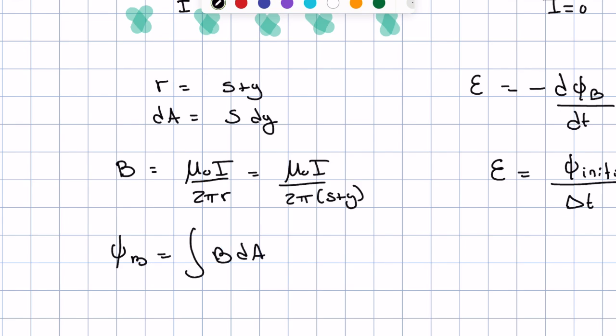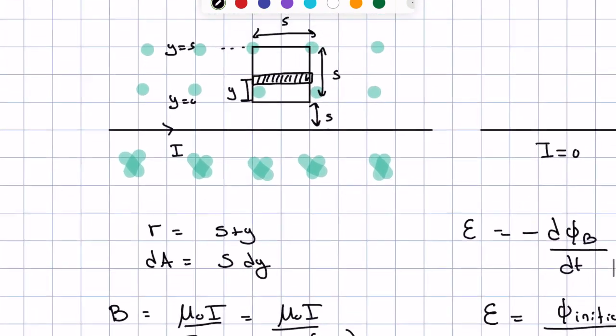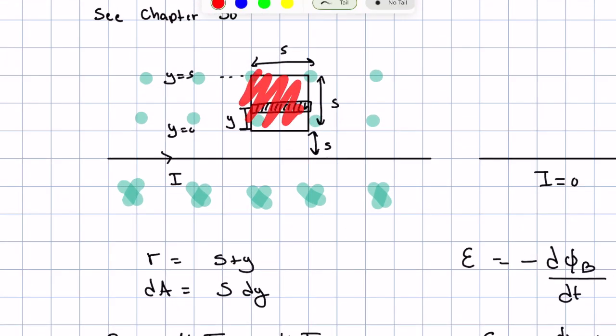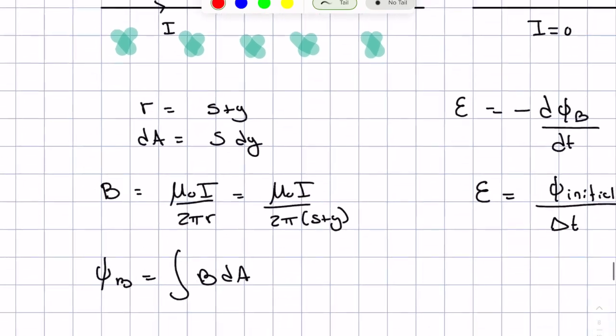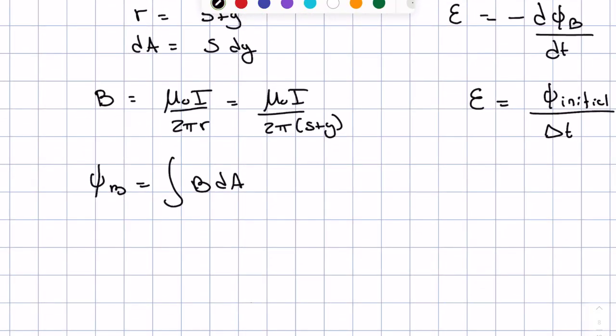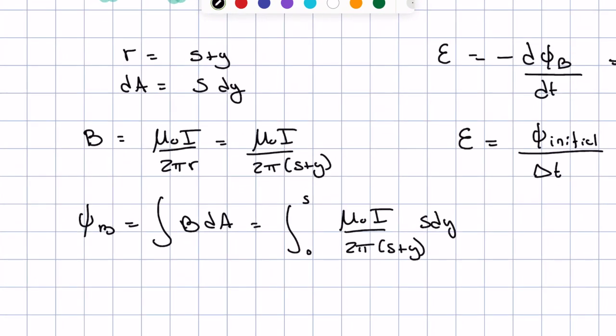because the dot product can go away like it always does, because here we have our area vector pointing in the same direction as our magnetic field. So we have the integral of B dA. This is going to be the integral as y goes from 0 to s of mu naught I over 2 pi (s plus y) times dA, which is s dy.